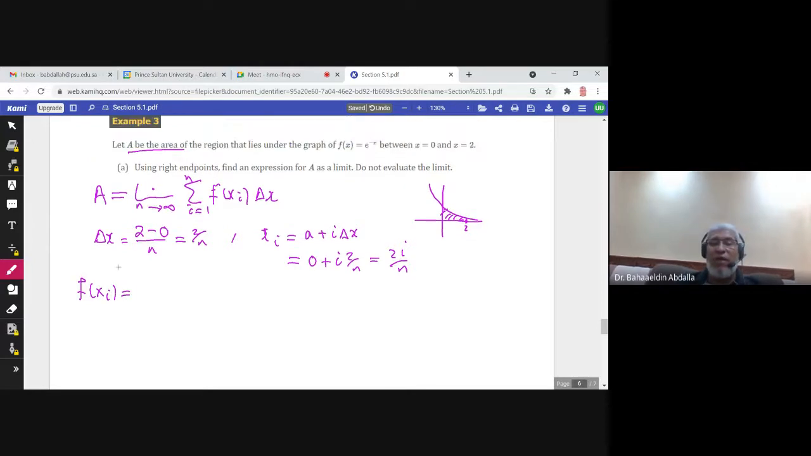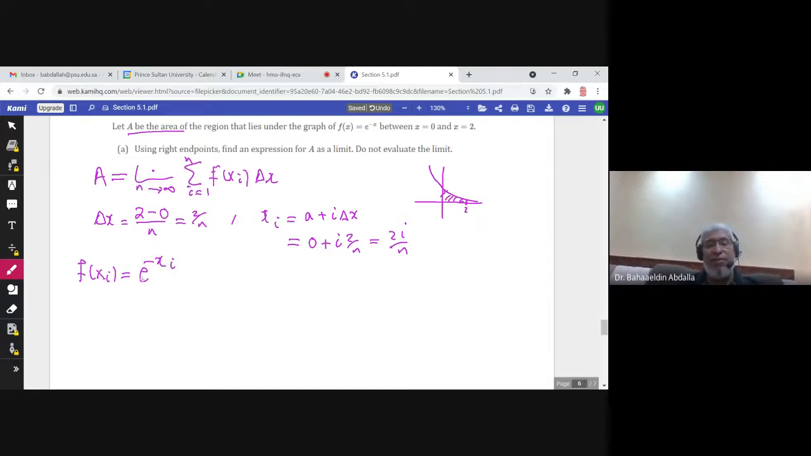Well, f of x is e to the power negative x. So to find f of xi, you replace x by xi, so it would be e to the power negative xi. That's f of xi. But then xi is 2i over n. So f of 2i over n would be e to the power negative 2i over n.